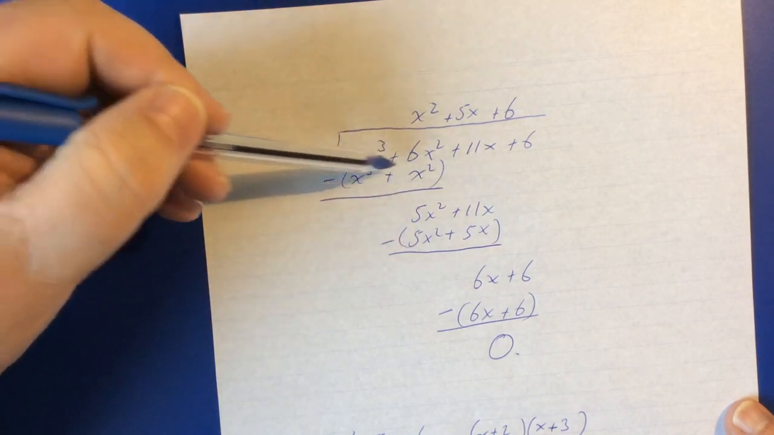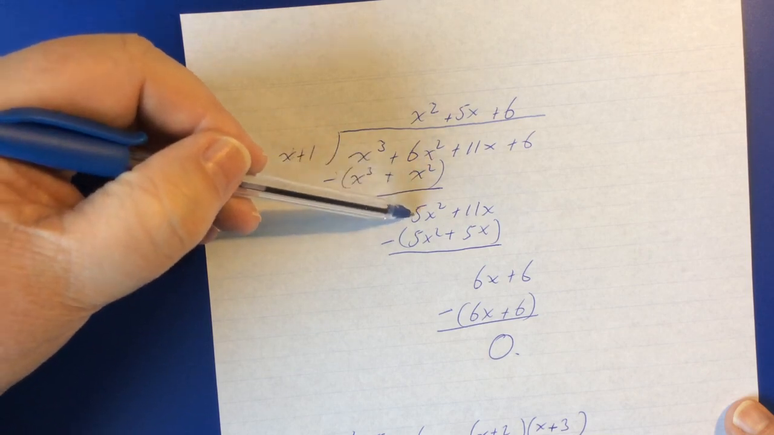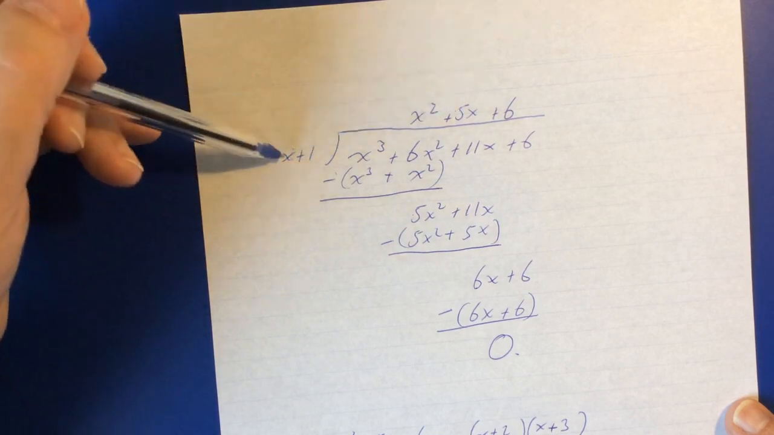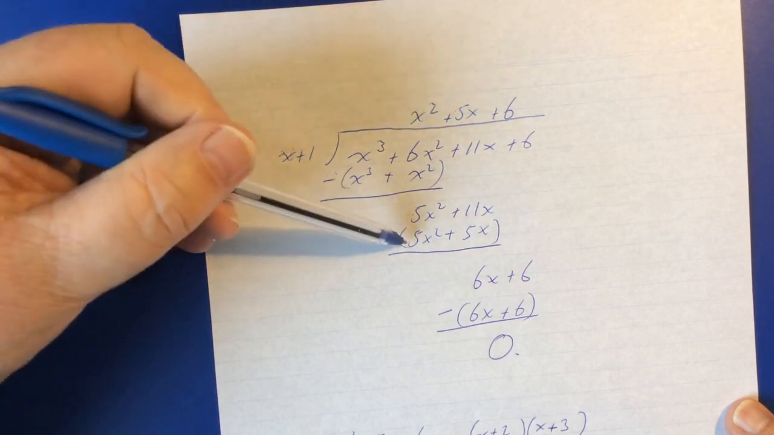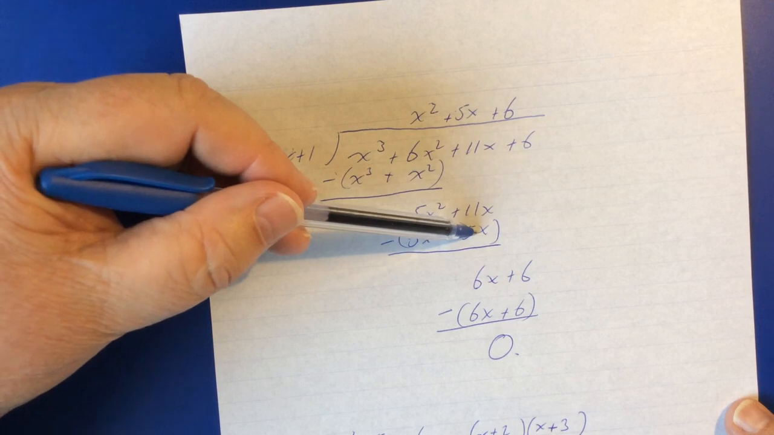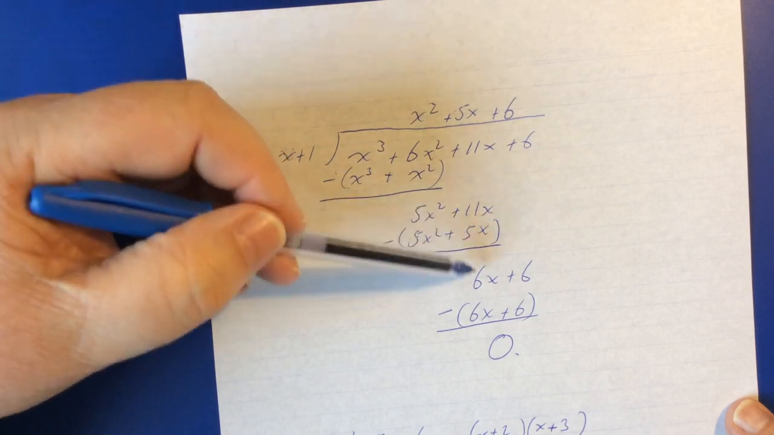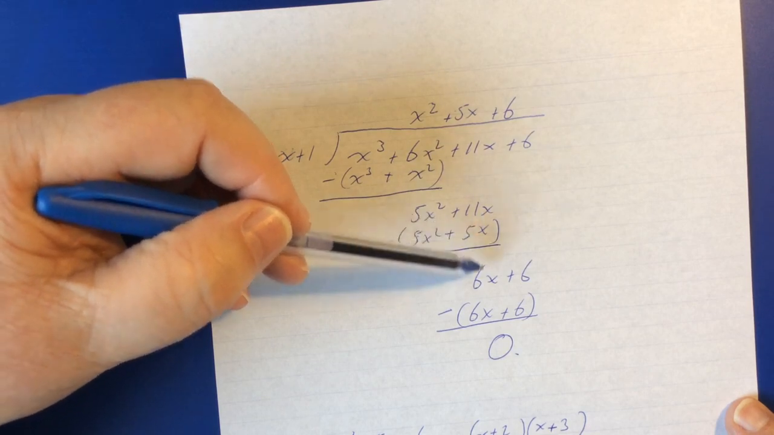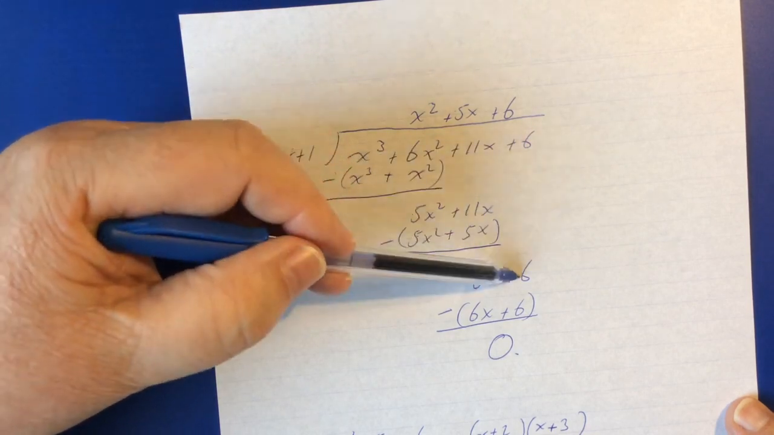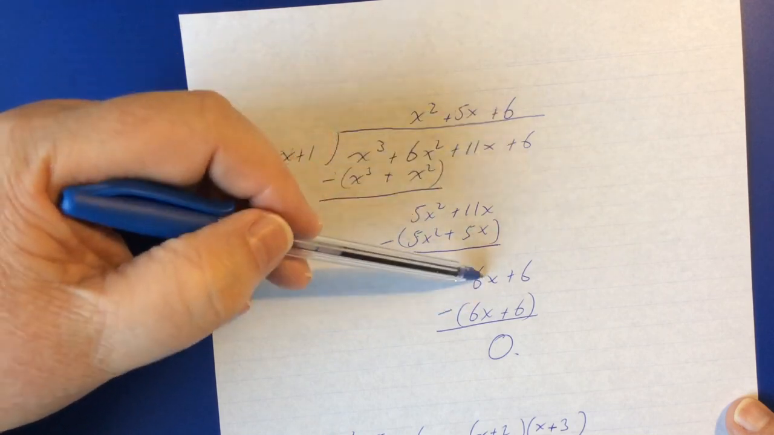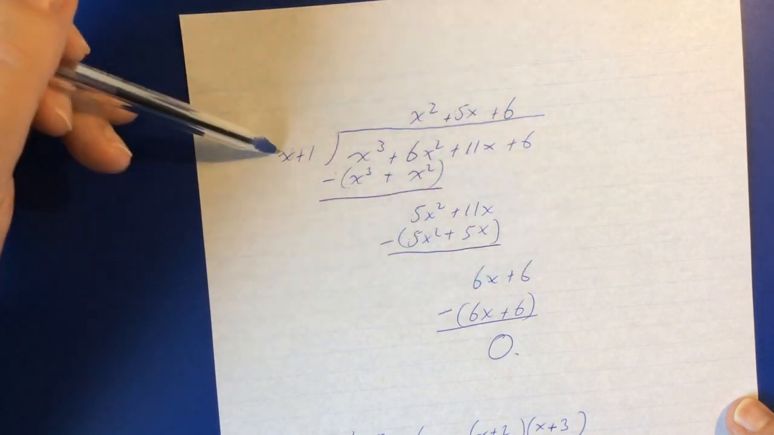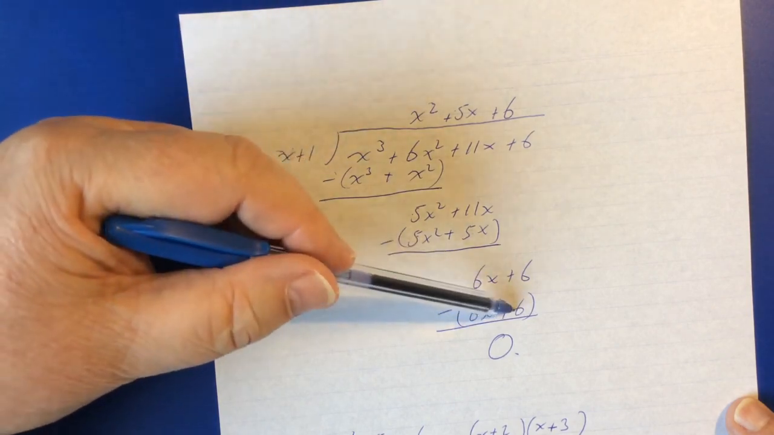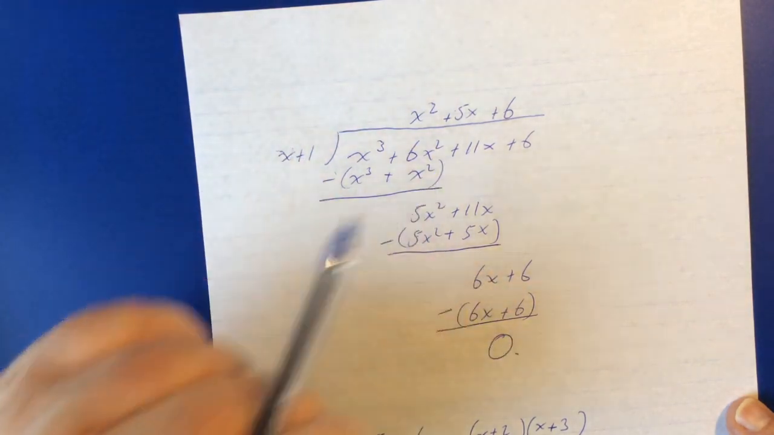6x squared minus x squared gave me 5x squared. Bring down the 11x. Multiply through by 5x and I get 5x squared plus 5x, subtract that, and I get 11x minus 5x, which gives me 6x. Bring down the 6. How do I get this from this? I multiply by 6, so I get 6x plus 6. Subtract that, and I get 0.